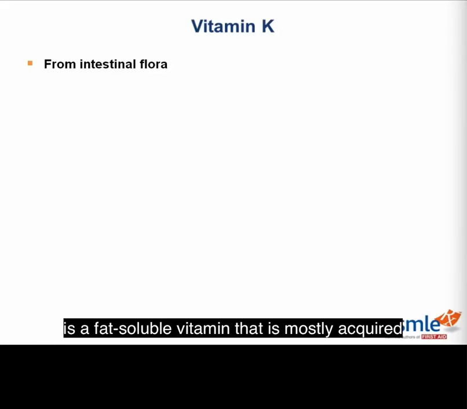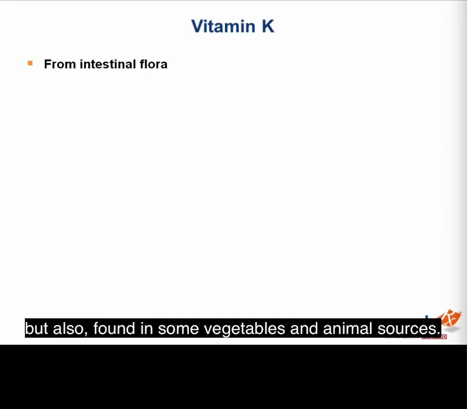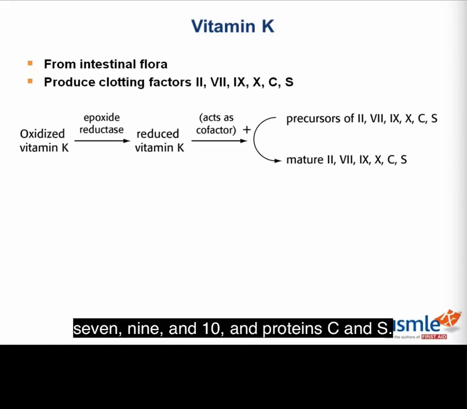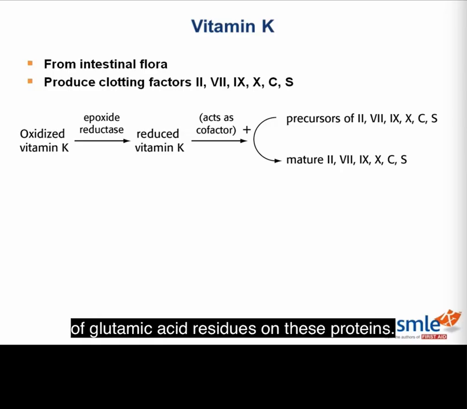So vitamin K is a fat-soluble vitamin that is mostly acquired from intestinal flora, but also found in some vegetables and animal sources. It's used to produce the clotting factors 2, 7, 9, and 10 and proteins C and S. So where are these produced? That would be in the liver. So vitamin K is used here for a step called gamma carboxylation of glutamic acid residues on these proteins.